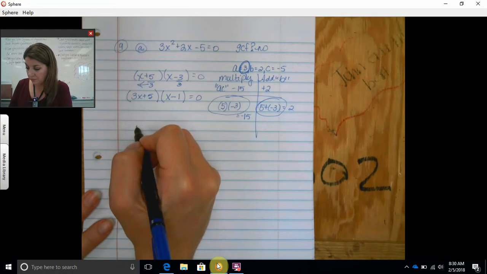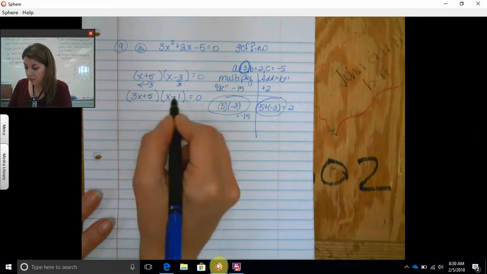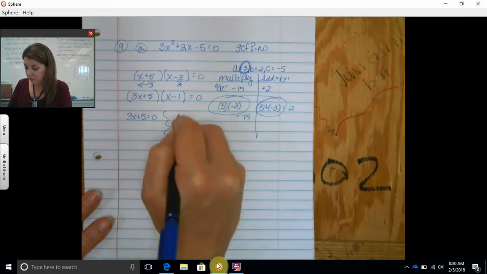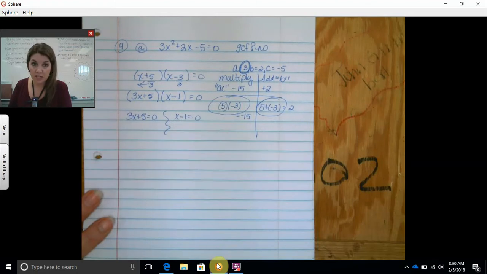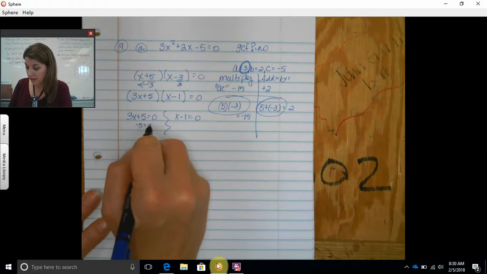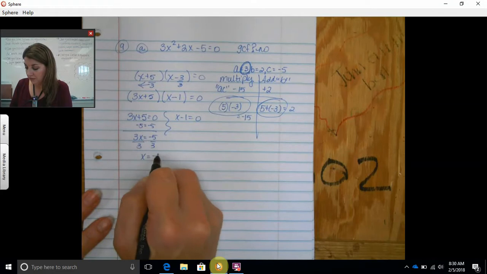the equations by themselves. Okay, so these are factors. I've got 2 of them. Set each factor, take them out of parentheses, set them equal to 0, and solve for x. Basic old equation. So I'll subtract 5, divide by 3. X equals -5/3.